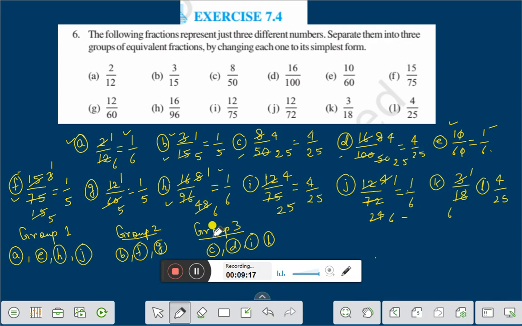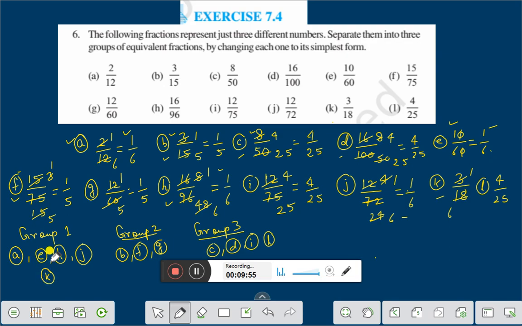Right. Next group 3. Group 3 is 4 by 25, that is C, 4 by 25. D is also 4 by 25. I is also 4 by 25. And L is also 4 by 25. And here K is also 1 by 6. K will be in group number 1. Right. K is also 1 by 6. That is K.